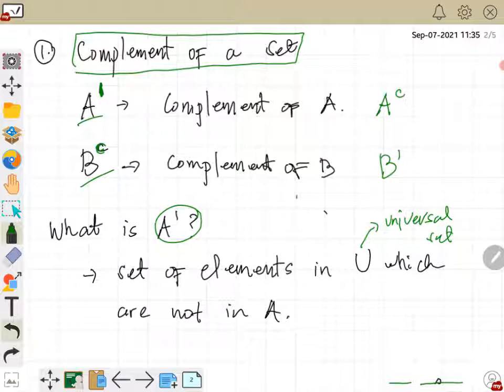Again, the universal set, from the word universal, is the set that contains all the other sets under consideration or under discussion. So when we say A complement, these are the elements that we can find in the universal set, but we cannot find in A. We are trying to list down the elements of the universal set that are not elements of A.